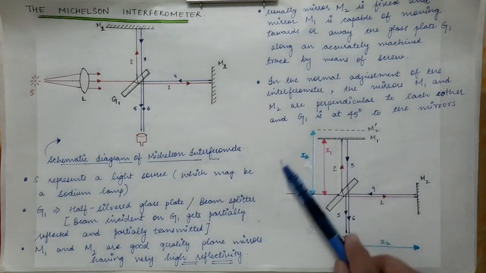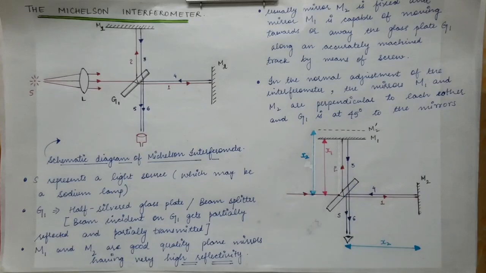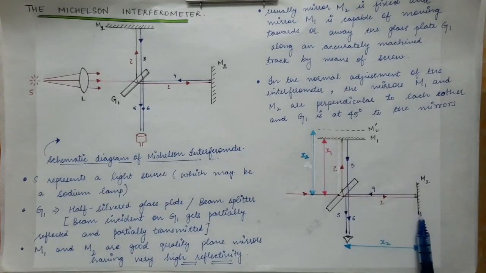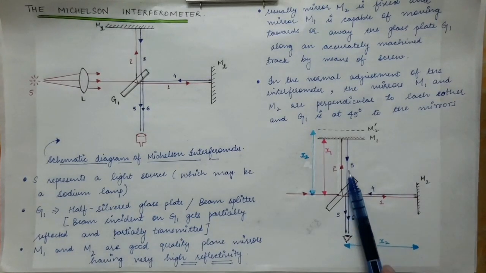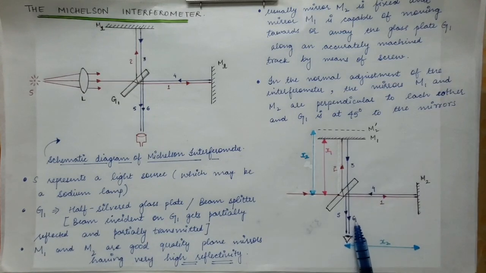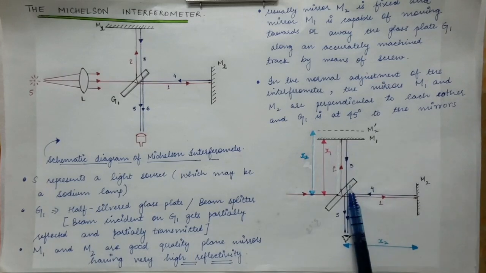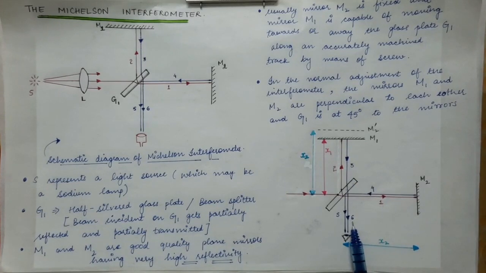Now here is shown another diagram, which is the same diagram. Here the distance between the mirror M1 and the glass plate is given by x1, and the distance between the glass plate and the mirror M2 is given by x2. Now rays 5 and 6 will reach the eye. Ray 6 is coming from the mirror M1, because it is the transmitted ray. So ray 3, which got reflected from the mirror M1 and transmitted through the glass plate, is represented by ray 6.